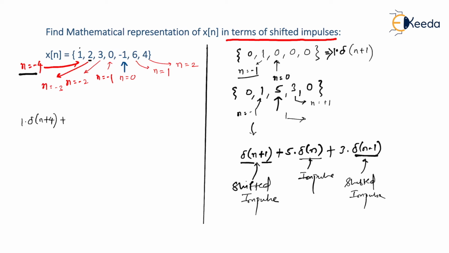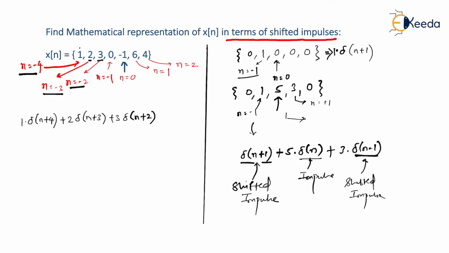So you will say plus, having an amplitude equal to 2, del of position is n equal to -3, I suppose to write n plus 3. Then you have to consider this sample, that is having an amplitude +3. Then coefficient is +3, present at n equal to -2 position. Then I suppose to write del of n plus 2.